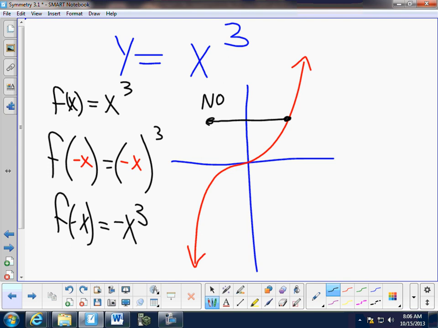Yep. So is f of negative x equal to f of x? Are these two things the same? No. Now I'm picking really easy problems, but that's the essence of what's going on. That's what you have to be able to show. That's the mathematical support of what you're seeing in that picture. No symmetry across the y-axis.